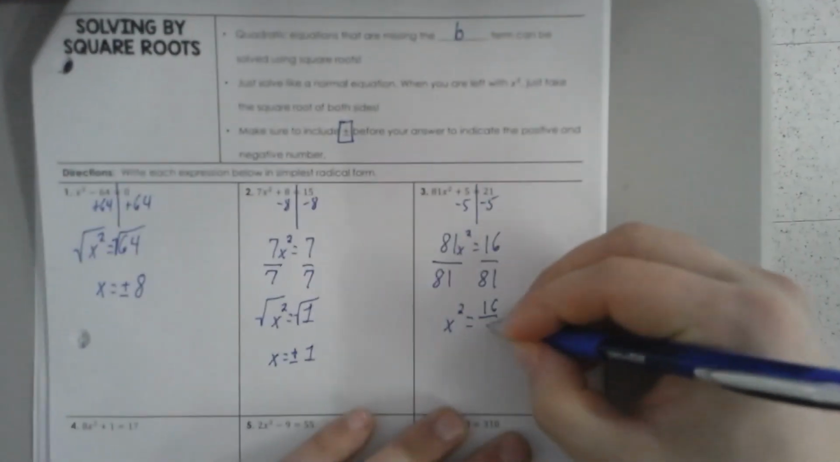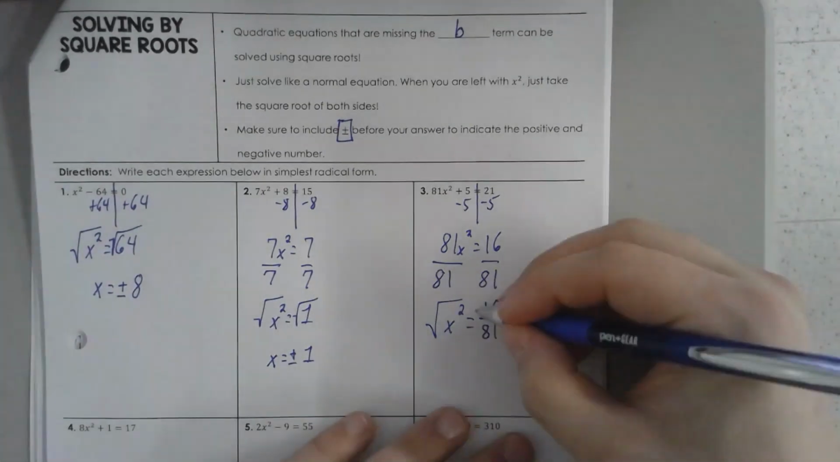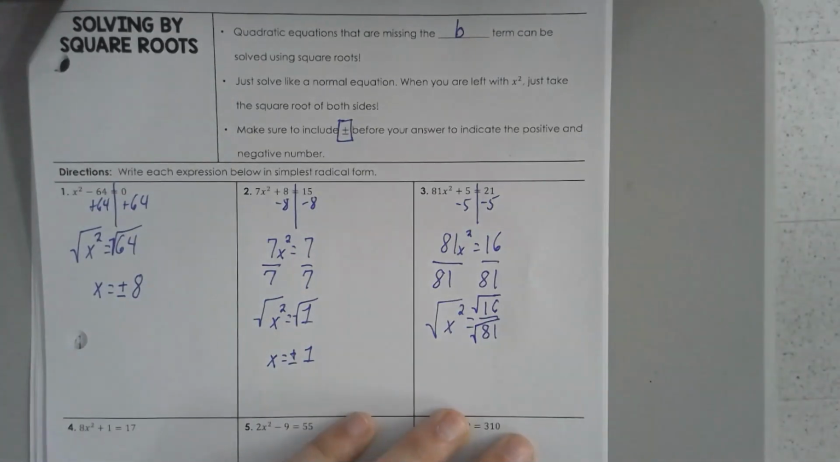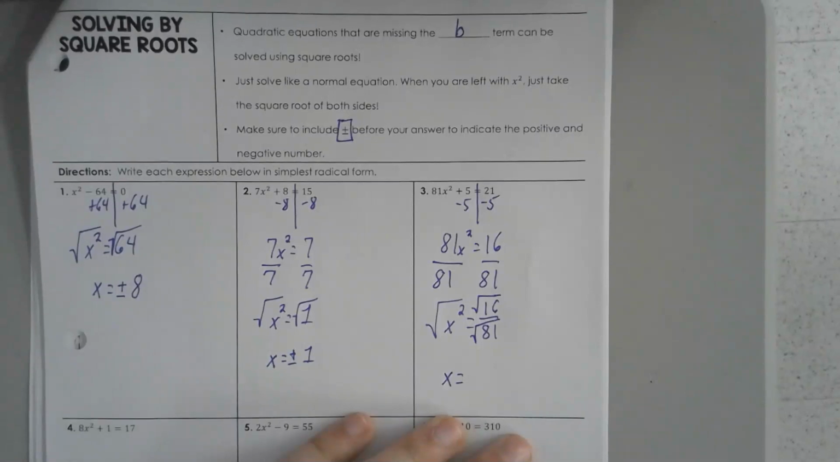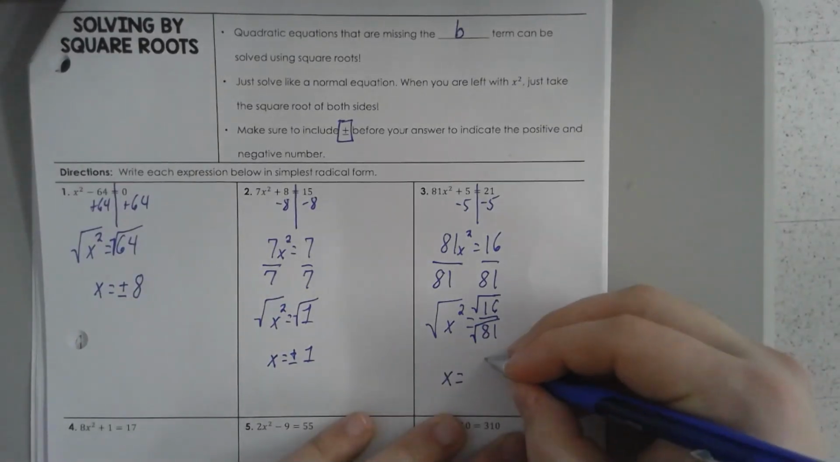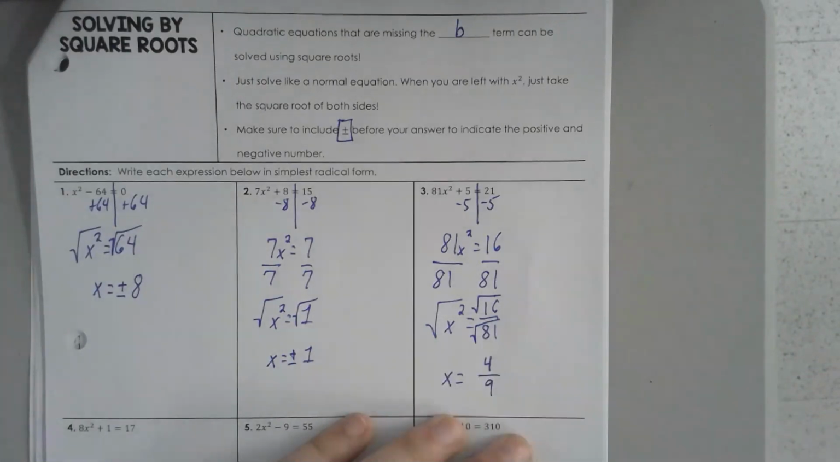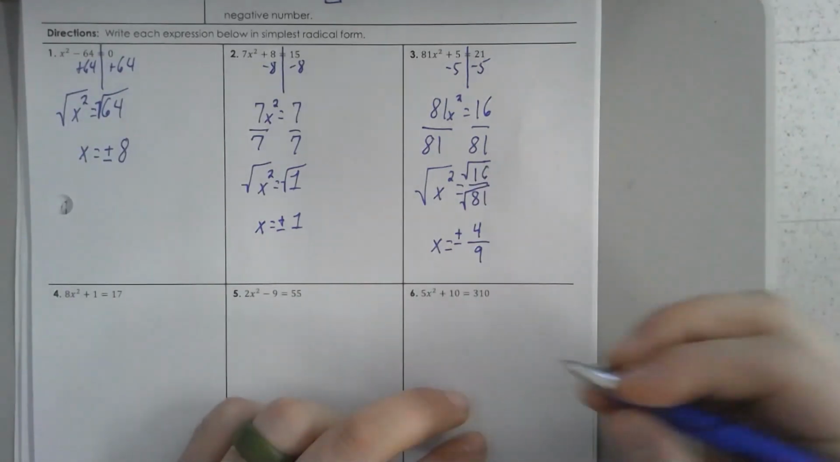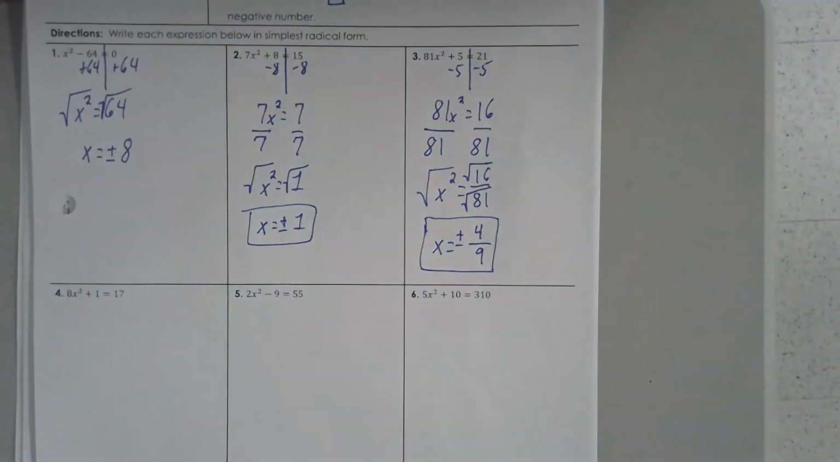So we got 16 over 81. Once we take the square root of this, I can take the square root of both the numerator and the denominator. So then all you have to do is simplify. Square root of 16, 4. Square root of 81, 9. And then don't forget your plus or minus. Alright, go ahead and try 4, 5, and 6.